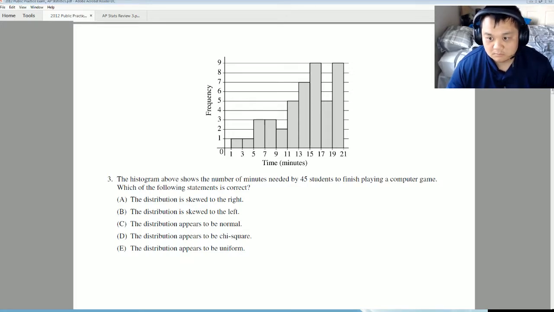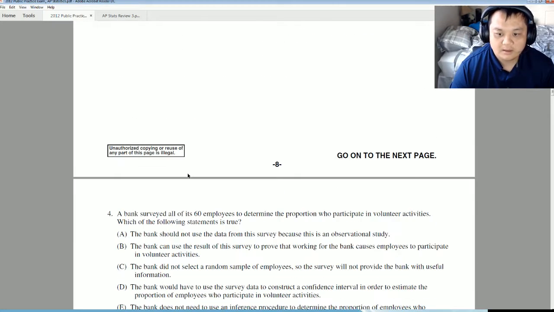I'll say it's skewed to the left. Okay, that's correct. Most of the data is clustered to the right. Yeah, so skewed left. Good. All right. Number four.